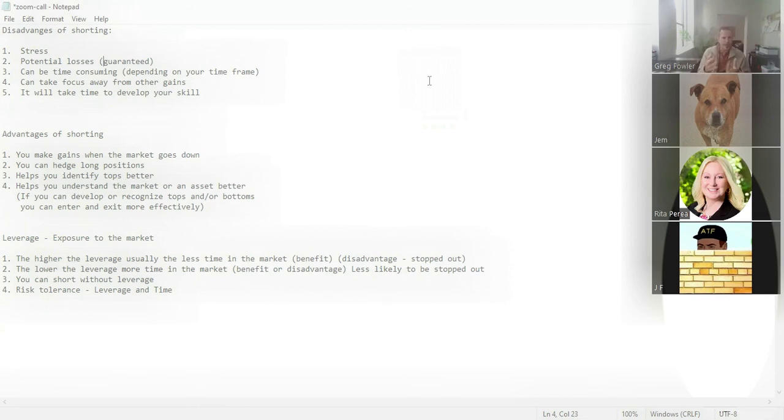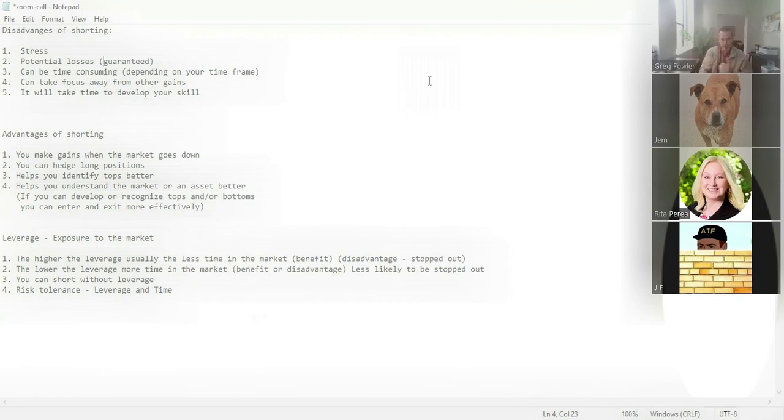It helps you understand the market or an asset better. If you can develop or recognize tops or bottoms, you can enter and exit more effectively. So that's the other advantage to shorts: you start understanding the market dynamics a lot better. And even guys that don't use Elliott Waves start understanding waves a lot better. So you do get immense benefits and advantages from shorting.